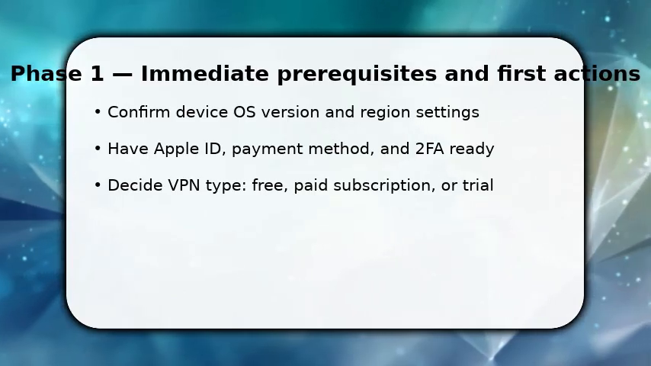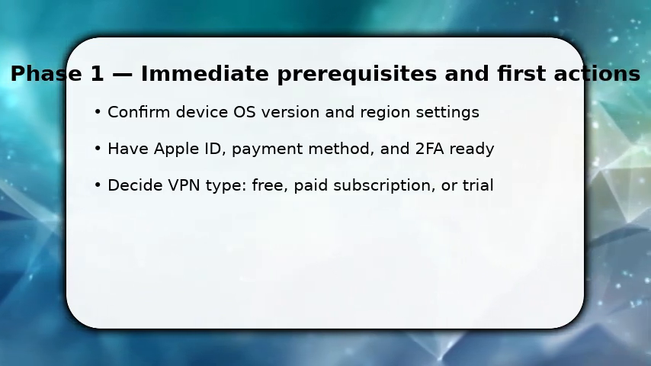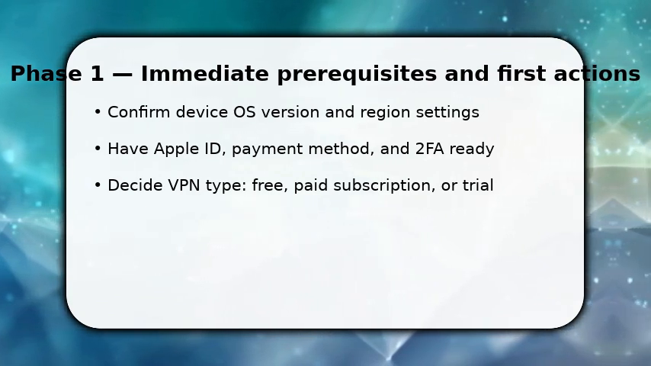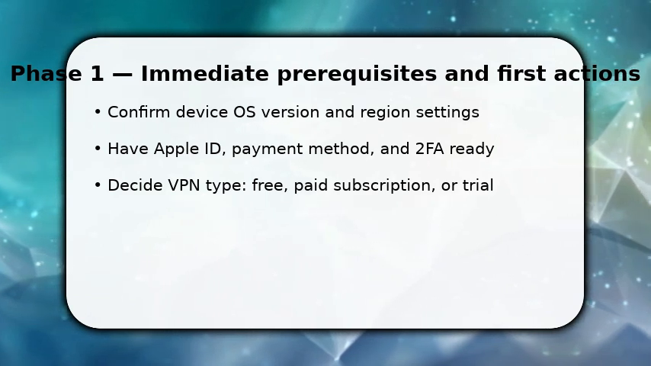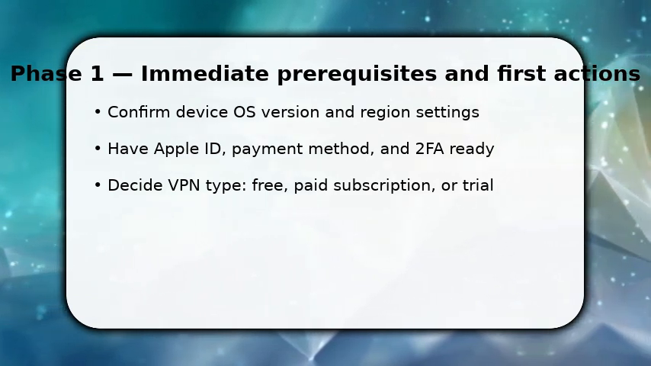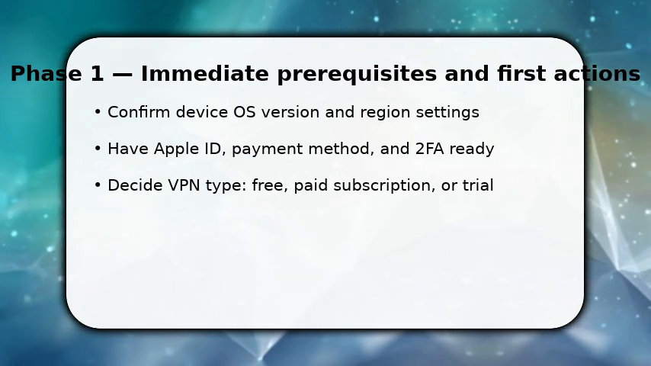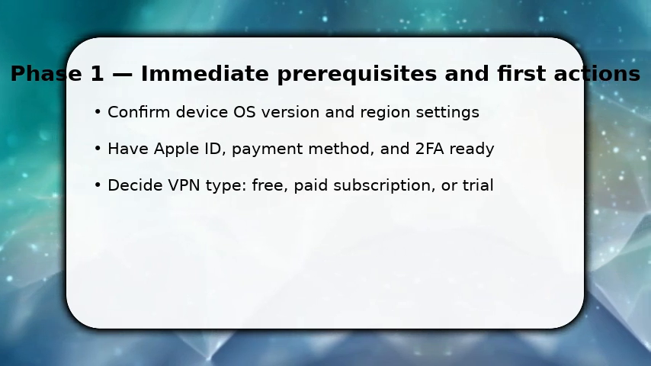You start by confirming prerequisites and then open the App Store. Make sure your device OS and region match the VPN app requirements. This avoids blocked downloads. Once done, sign into your Apple ID and verify two-factor authentication if prompted. You should also decide whether you want a paid plan, free version, or trial, because that choice affects permissions, length of service, and privacy guarantees.